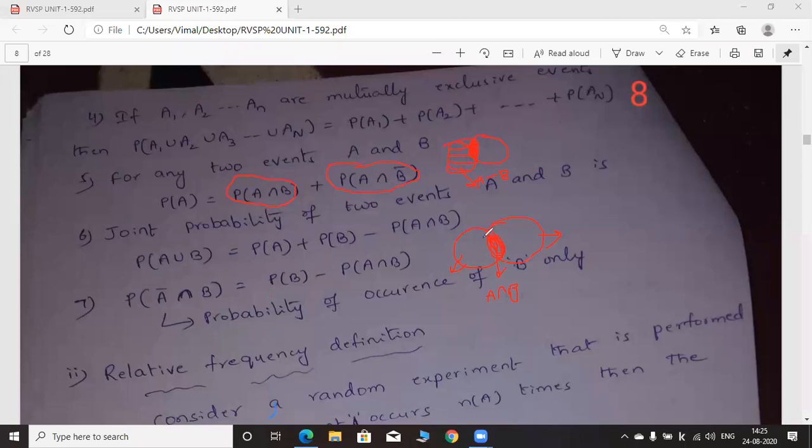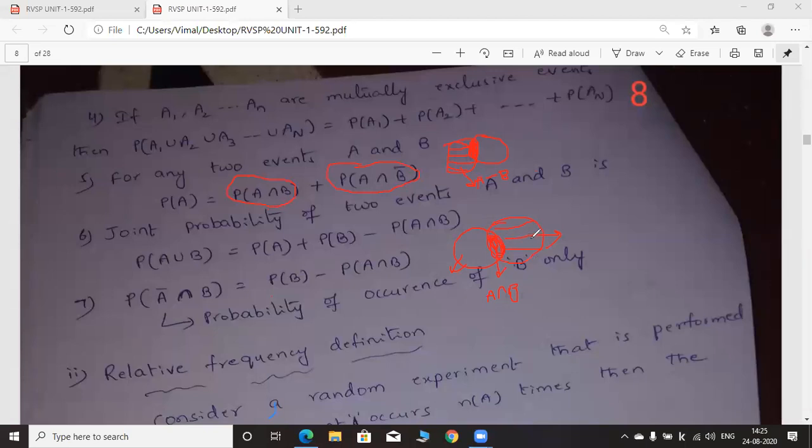Okay, so after removing this common portion, you will get the remaining portion. This is called probability of occurring B only. So probability of B minus probability of A intersection B. Probability of B means this entire second circle. From the entire second circle, we are subtracting the common portion. That means we are removing this common portion. The remaining portion becomes this shaded area.